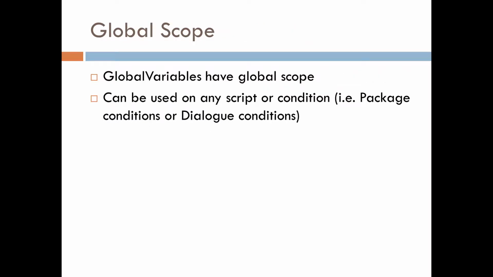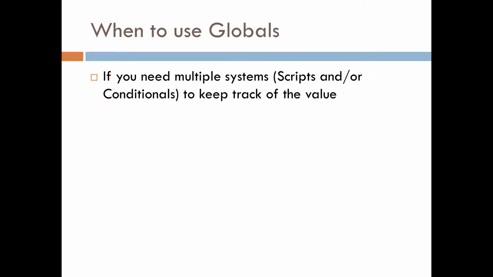So what's a global scope? They have global scope. That's really weird to say, but that means basically anything in the game can look at a global variable and use it if it needs to. Typically it's going to be scripts or conditions like package conditions, dialog conditions, quest conditions, message box conditions if you have any, that will be using global variables if you needed a value check over something that you've done in a script or something.